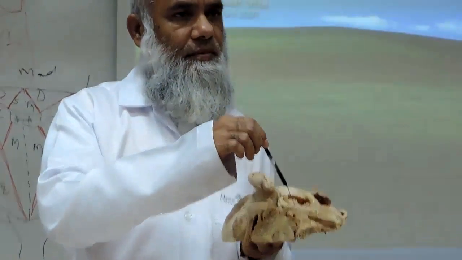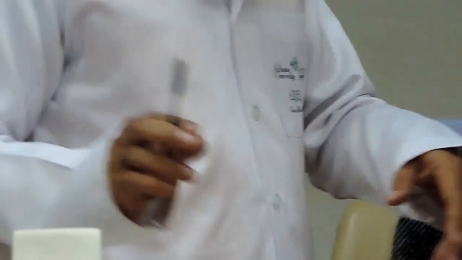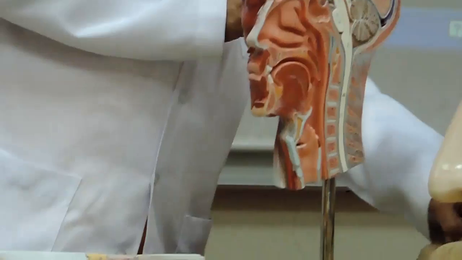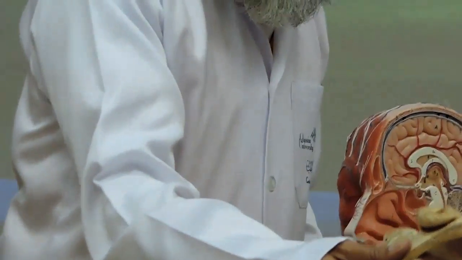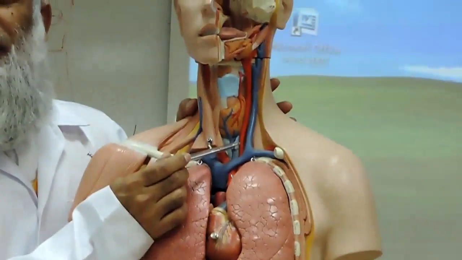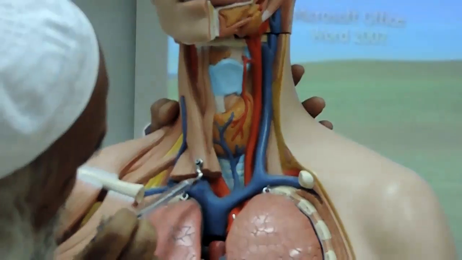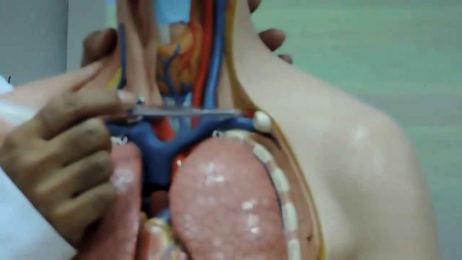Which gland is this? Submandibular gland. Which artery is this? Common carotid artery. This is the left common carotid artery, and here is the right common carotid artery. And here is the left subclavian artery.